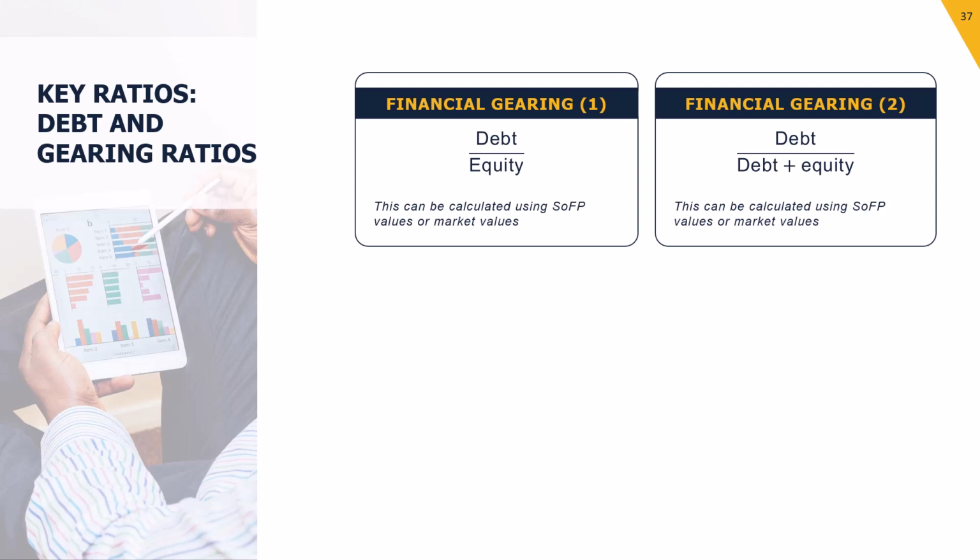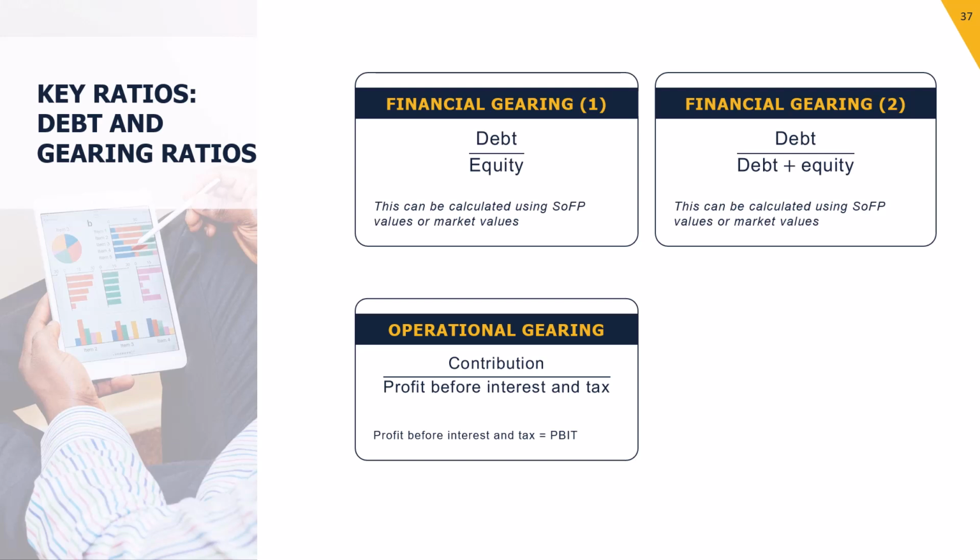Now, another way of looking at this is to take debt as a proportion of all of the financing in the business, so taking your debt and equity. And again, you could use statement of financial position values or market values, dependent upon the scenario. In both of those situations, we're trying to measure how the entity is financed. With financial gearing 1, we're looking at debt in proportion to equity. With financial gearing 2, we're looking at debt as a proportion of the total financing of the organisation.